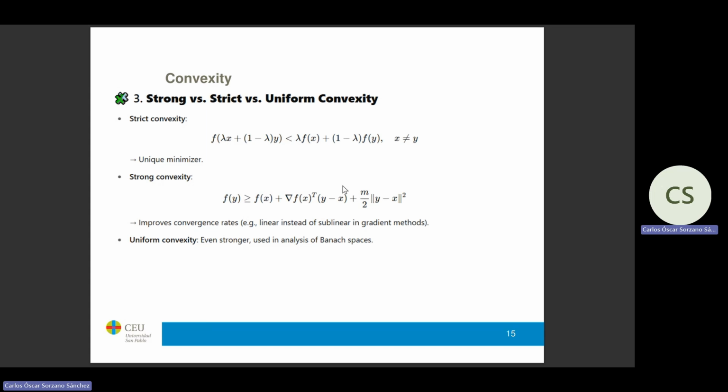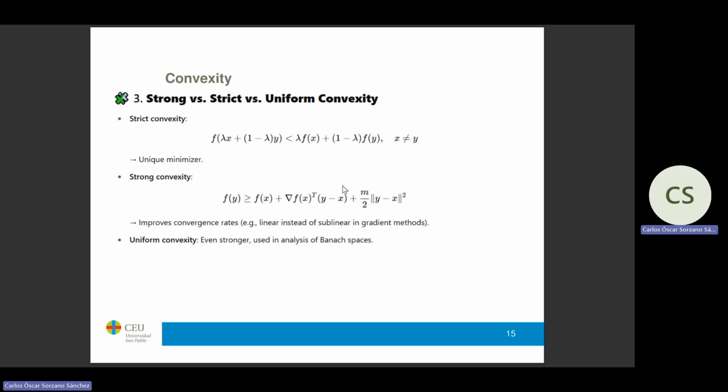Then you have the strong convexity. Here you recognize the hyperplane. This is the tangent hyperplane. If your function is larger than the tangent hyperplane, plus something that depends on the distance between x and y, then this is called strong convexity. So a function is strongly convex if there exists an m such that for every point this is fulfilled.